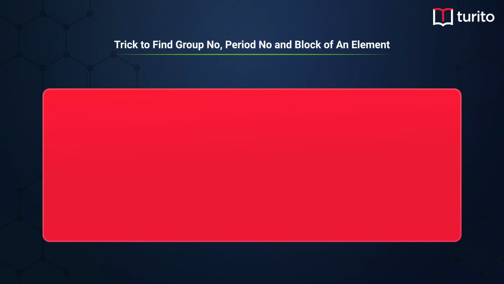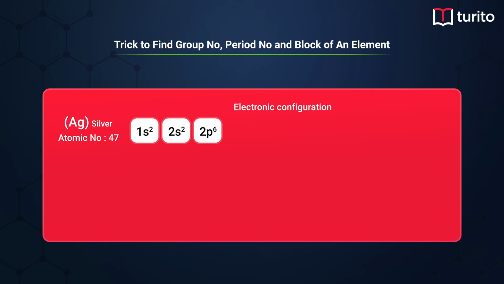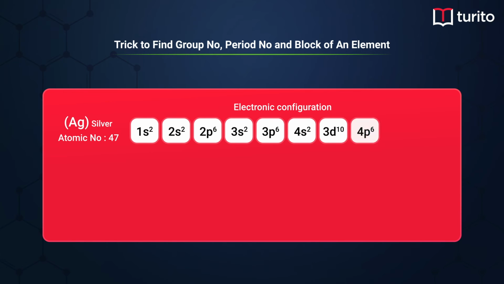The third example I am taking here is of silver, whose atomic number is 47. The electronic configuration will be 1s2, 2s2, 2p6, 3s2, 3p6, 4s2, 3d10, 4p6, 5s2 and 4d9. So here, if you look at the highest n value, that is equal to 5. That is, the period number will be 5.